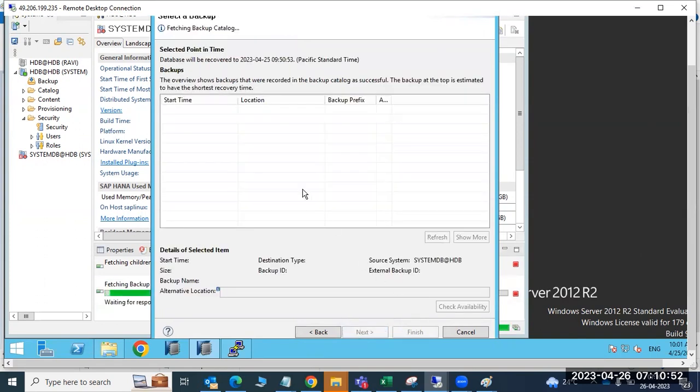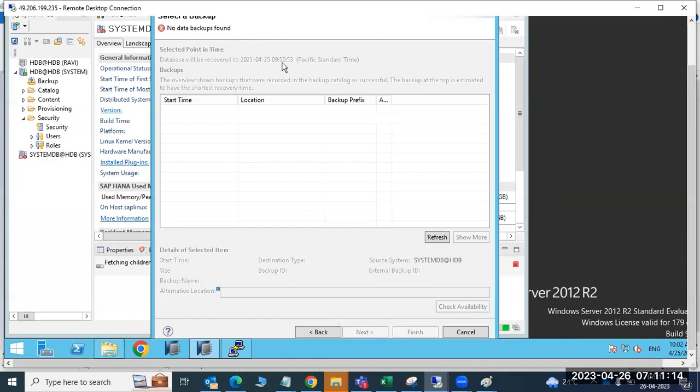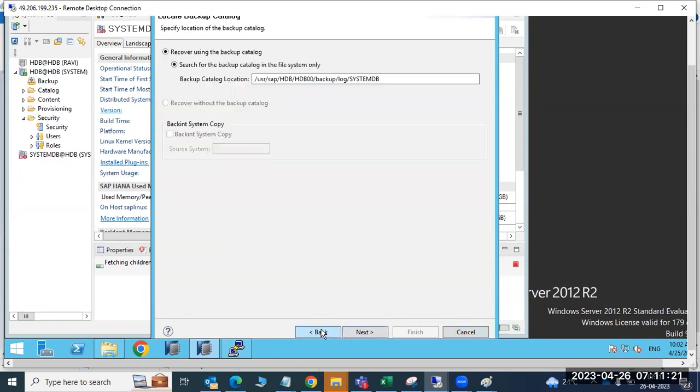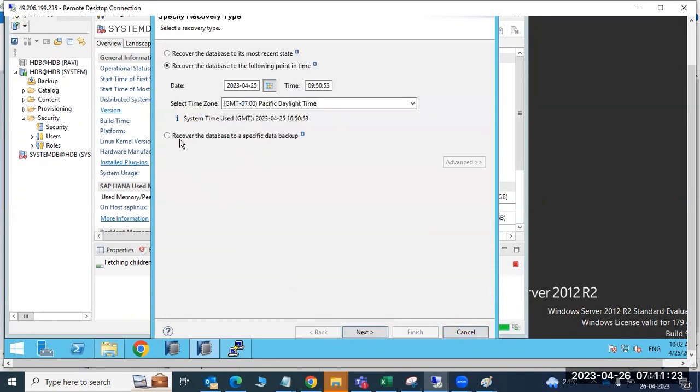So that is the option we have here. Here it will check when the last backup was available. This is a specific point in time. I don't want to recover it up to 10 o'clock; I want to recover the system up to 10 minutes before. Why? Because within these 10 minutes I deleted some data. That data will be gone, so I can recover it up to that point.